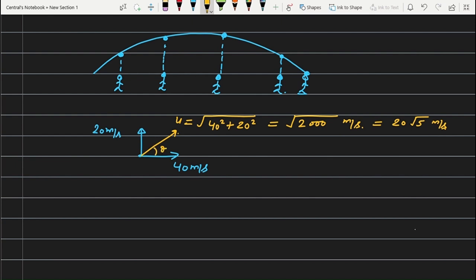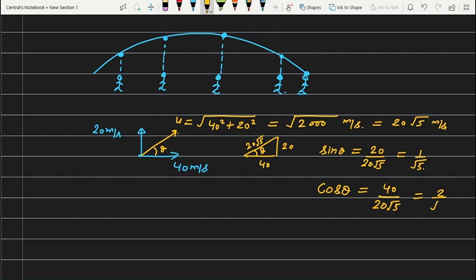And what about the angle? We can easily calculate the angle here, because as we can see in the triangle, this is 20, this is 40, and this is 20 root 5. So sin theta is 20 upon 20 root 5, that is 1 by root 5. Cos theta will be base upon hypotenuse, that will be 2 by root 5. And in case we need tan theta, however we will not need it, tan theta will be 20 by 40, that is 1 by 2.